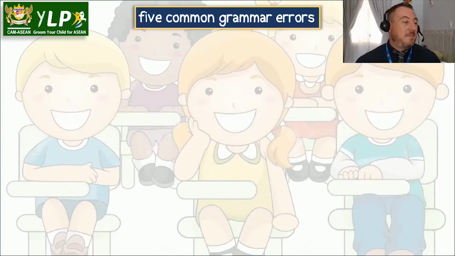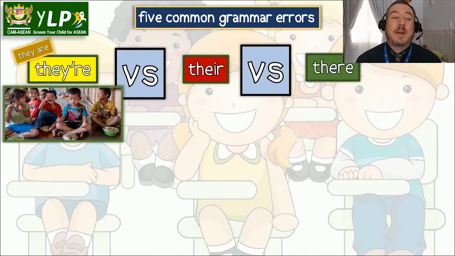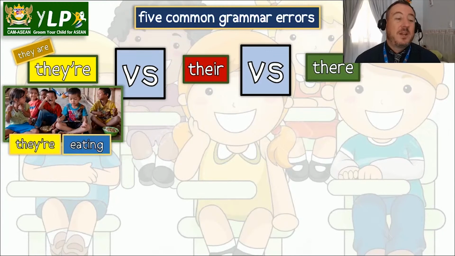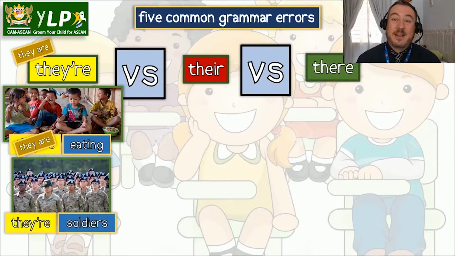Okay, let's look at some more examples. So we've got the yellow there, which, if you remember, is they are. So we might say something like, well, let's look at these children. What are they doing? We might say something like they're eating, which means they are eating. Okay, let's look at the other picture. Oh, what type of people are they? We might say they're soldiers. They're people in the army, it looks like. Or we could say they are soldiers. Okay, it means exactly the same.